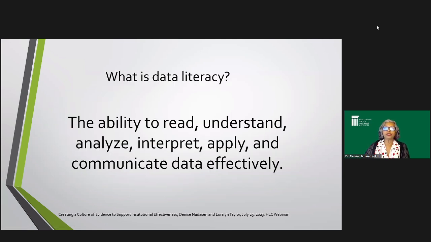So our first question is, what is data literacy? We want to level set and make sure that we're all on the same page as to what data literacy is. This is going to be our working definition today. It's the ability to read, understand, analyze, interpret, apply, and communicate data effectively. This definition is rooted in the Gartner Research Institute and is further refined by the data integration cluster.